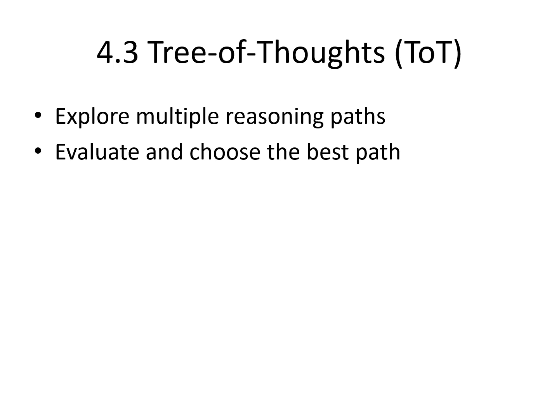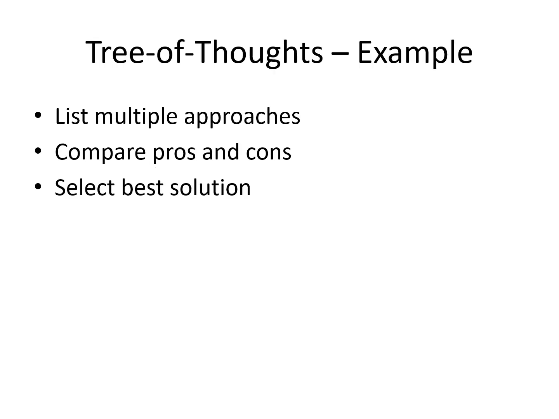Now we have another technique called tree of thought. This takes reasoning a step further. Instead of following one reasoning chain, the AI explores multiple possible paths. Each path is evaluated before selecting the best solution. We can understand this by an example: AI lists multiple approaches to a problem, then compares the pros and cons of each approach.